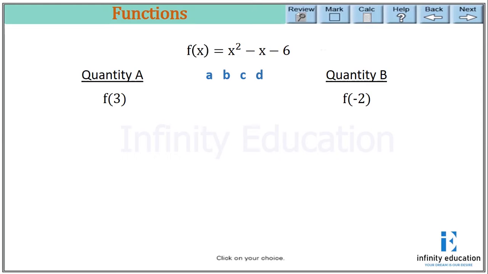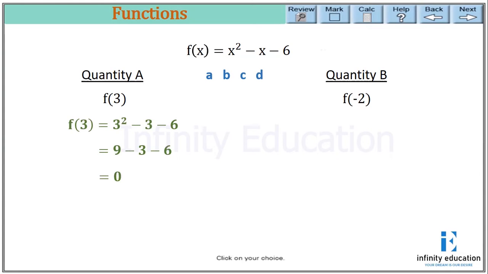Quantity A, f of 3. That means if I am replacing x with 3 on the left side, I have to replace the x with 3 on the right hand side as well. So we are getting it like this. So f of 3 equals 3 square minus 3 minus 6. So 3 square is 9, minus 3 minus 6, that we are getting equals 0.